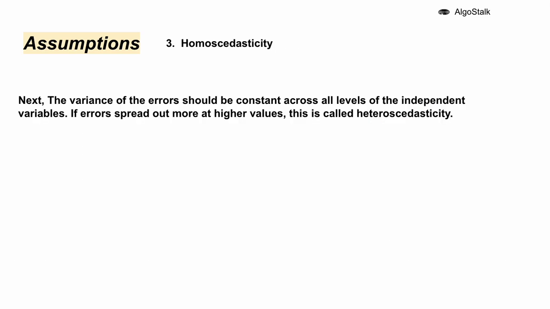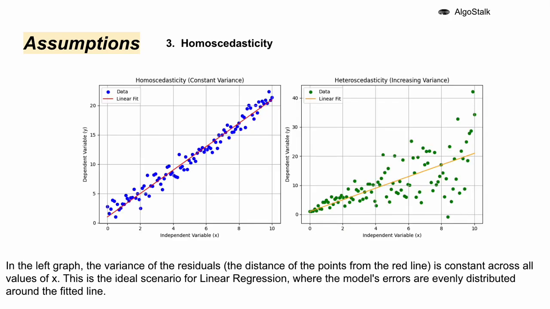Next, the variance of the errors should be constant across all levels of the independent variables. If errors spread out more at higher values, this is called heteroscedasticity. In the left graph, the variance of the residuals is constant across all values of x. This is the ideal scenario for linear regression, where the model's errors are evenly distributed around the fitted line.